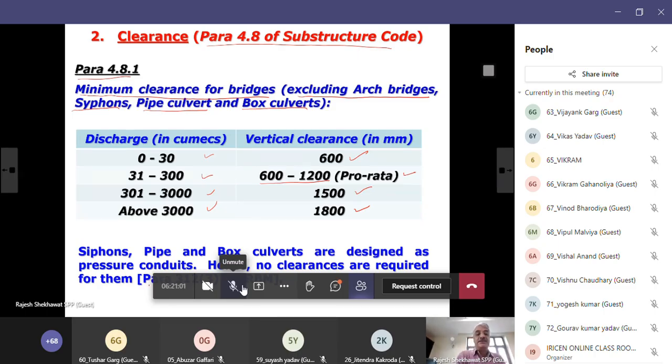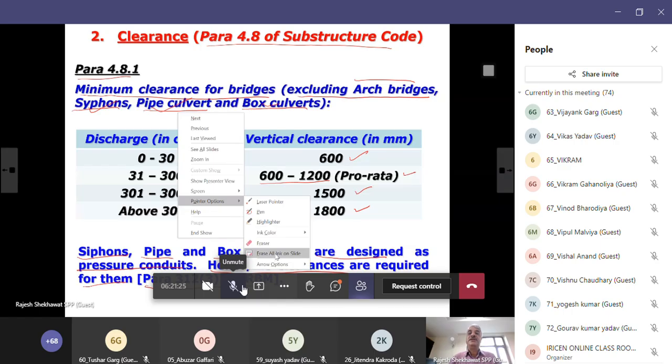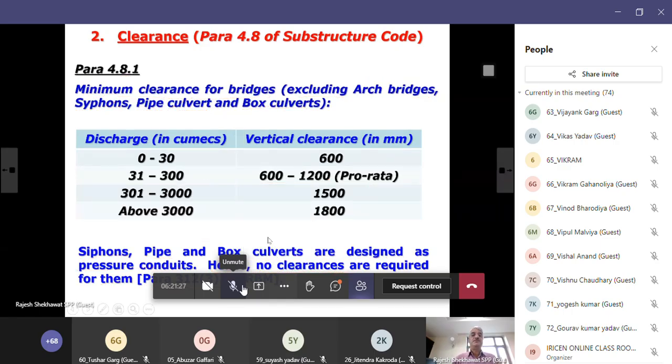This is given in para 3.12.3 of IRBM, excluding arch, meaning siphon, pipe and box. The siphons, the pipe and box culverts are designed as pressure conduits. While designing them, you also take the hydrostatic pressure into account, and therefore no clearances are required. You can take the clearance as 0 for siphon, pipe and box, right?